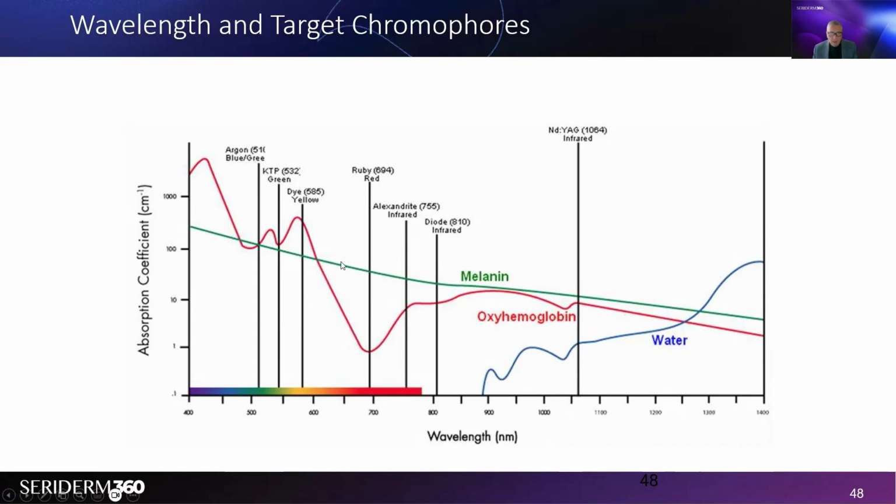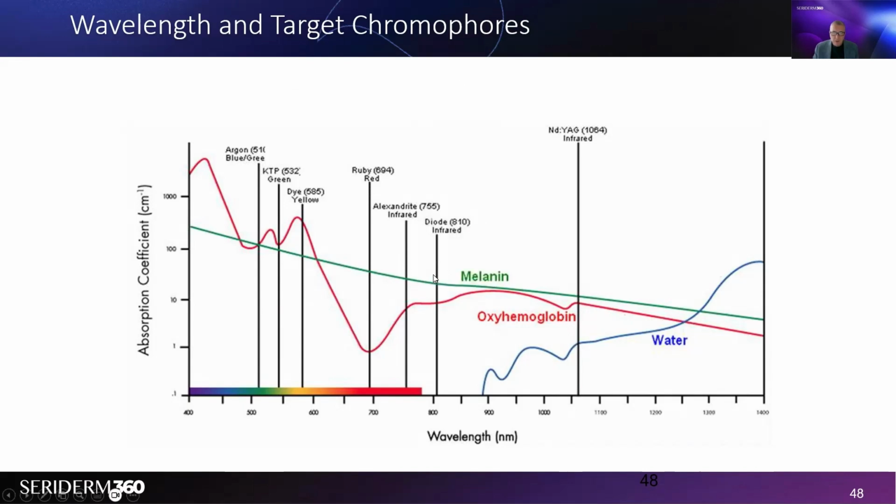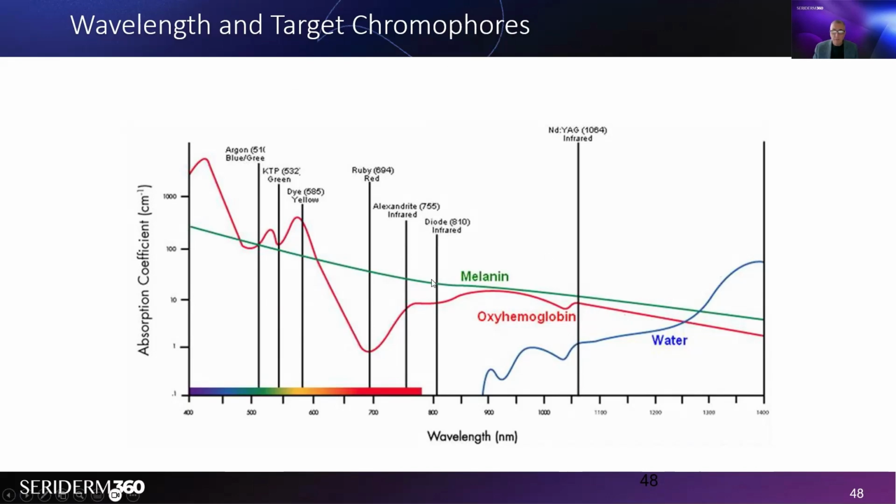But then if I want to perform things like hair removal, I need a wavelength of light that will go deep enough. So now we have to look at these longer wavelengths here, which are also preferentially absorbed in melanin. We see that with our ruby lasers, the Alexandrite, the diodes. These are all ones that are useful for hair removal, because the preferential absorption is melanin rather than blood.